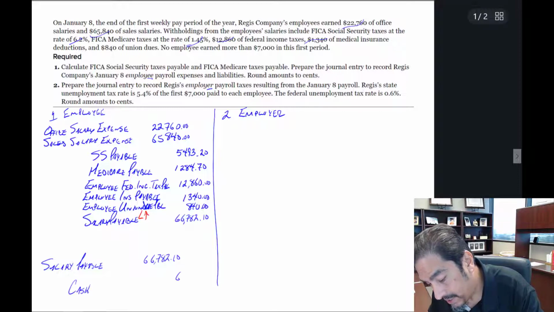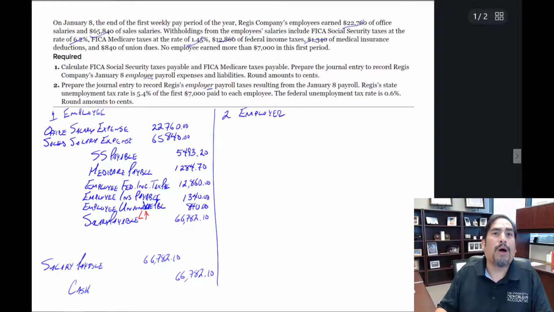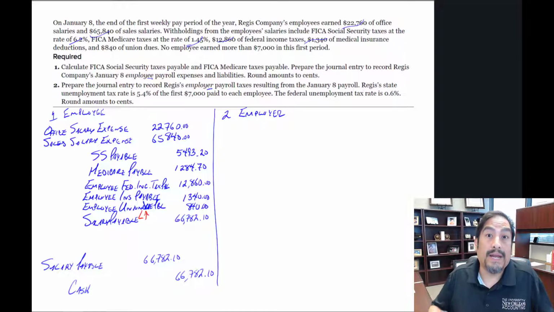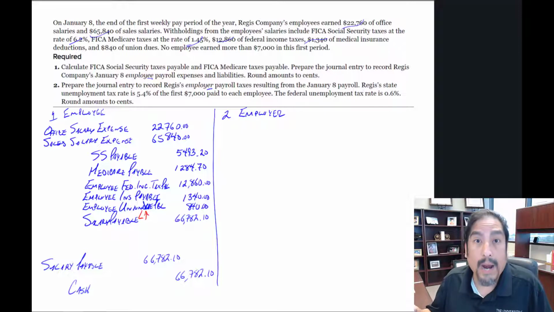By paying our employees, so credit cash for that same amount. That's not part of the problem, but at some point we're going to have to pay our employees the salaries payable, and that's what the journal entry would look like. Okay, let's move over to required 2.